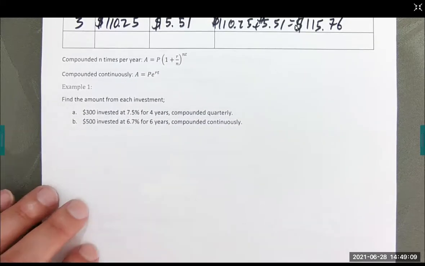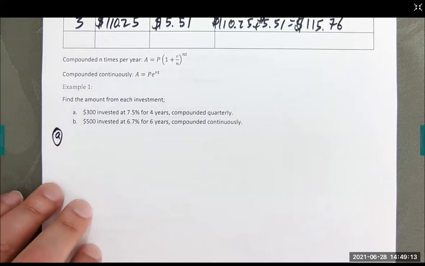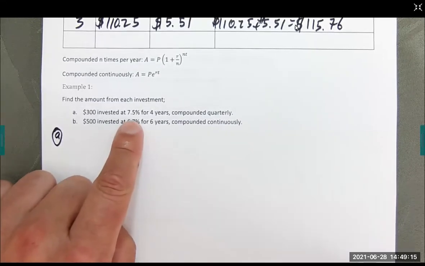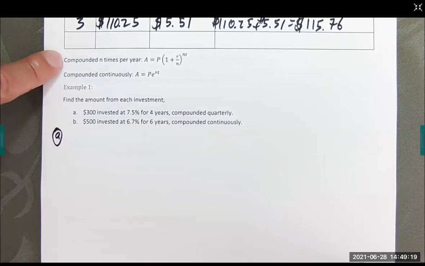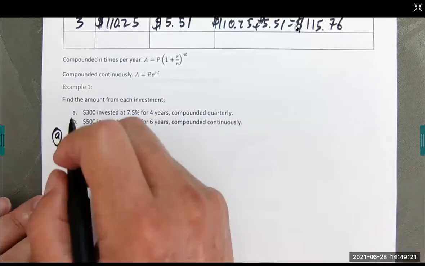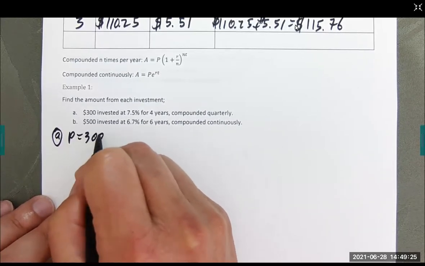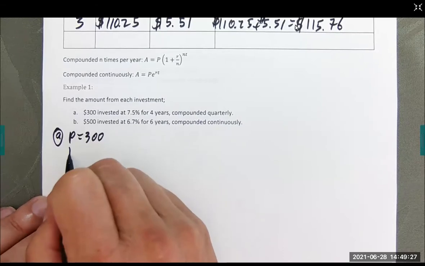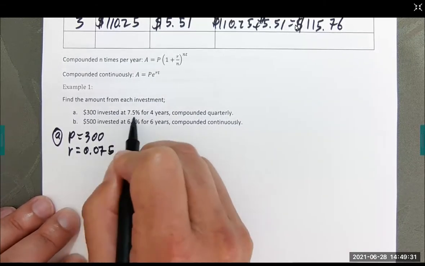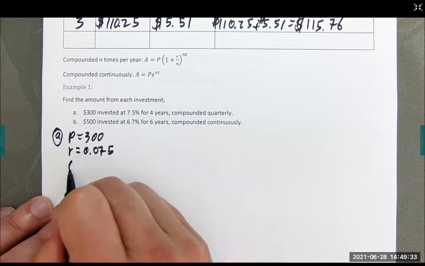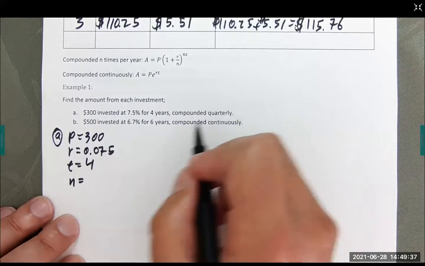So let's try one. Part A. $300 invested at 7.5% for 4 years, compounded quarterly. So we're using this formula here. In this case, P is 300. The rate is 0.075. We have to convert the percent into a decimal. The amount of time is 4 years, and N in this case, because it's quarterly, is going to be 4.